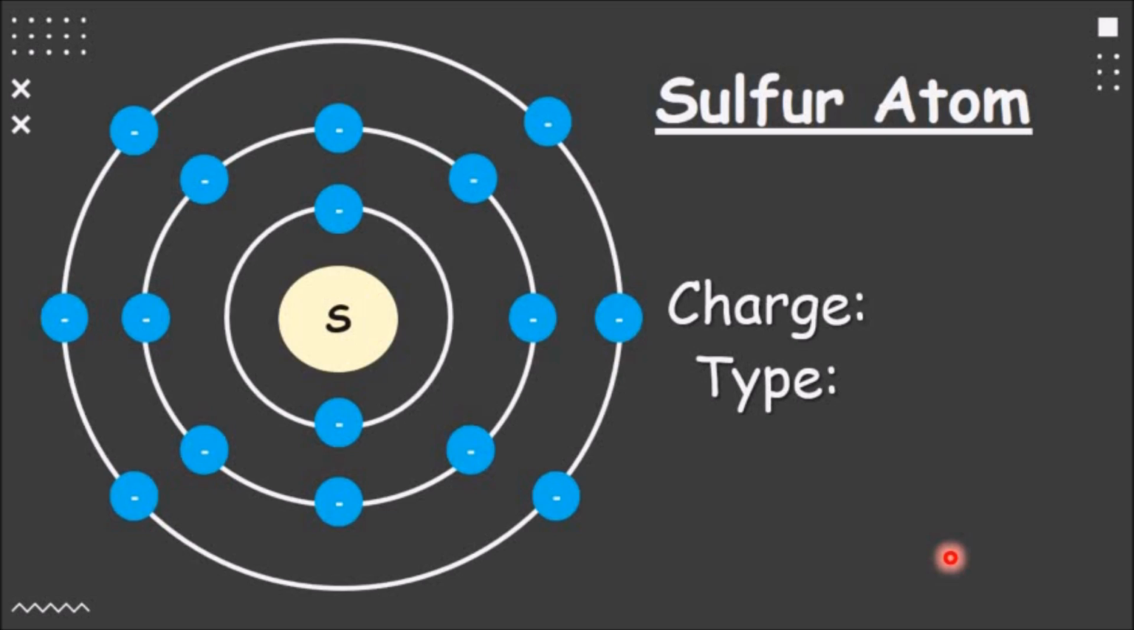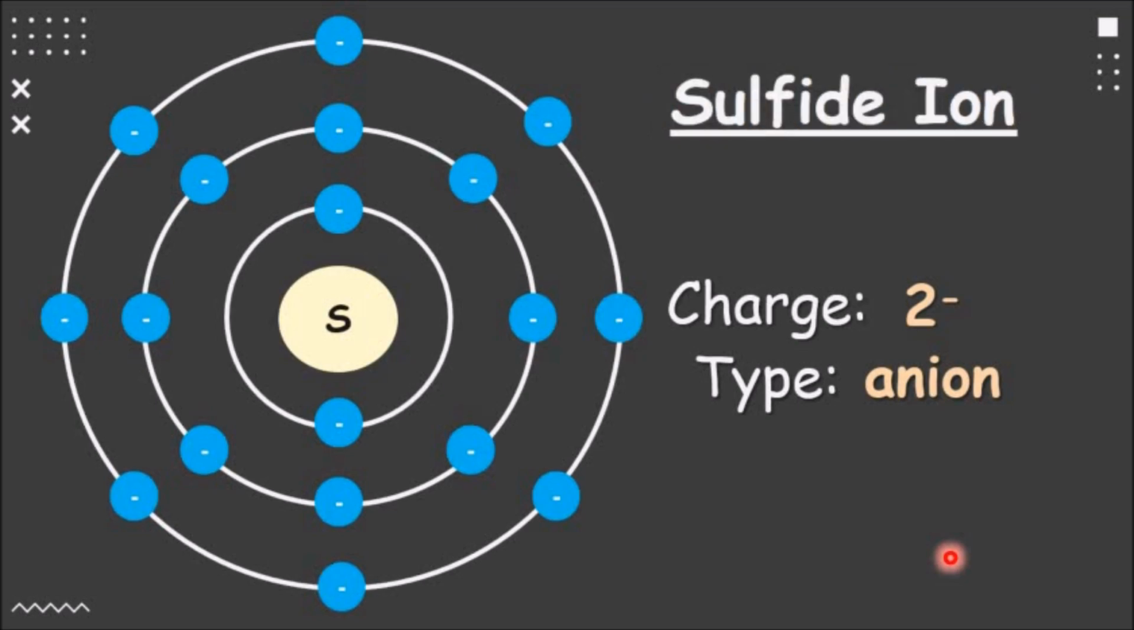Let's check your work. The thing that you need to do here is to add 2 electrons so that the electrons in the outermost shell will be complete. Its charge will become -2 because it has 2 excess electrons, and it will be an anion. So it will change the sulfur atom into a sulfide ion.